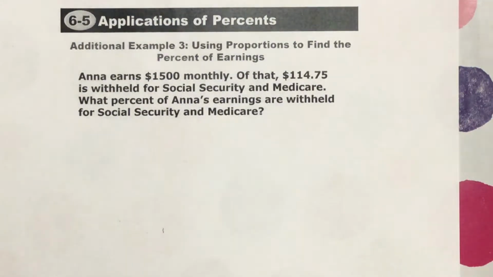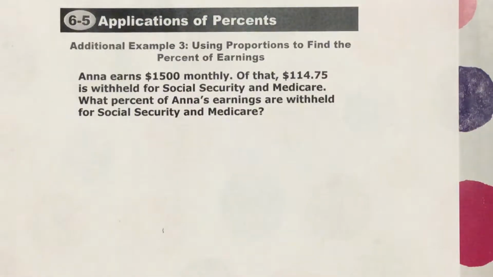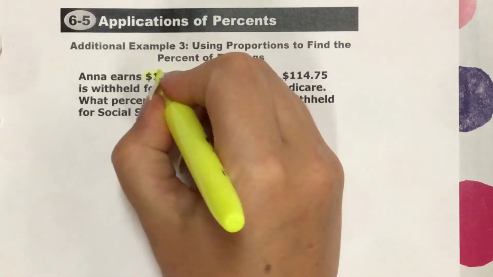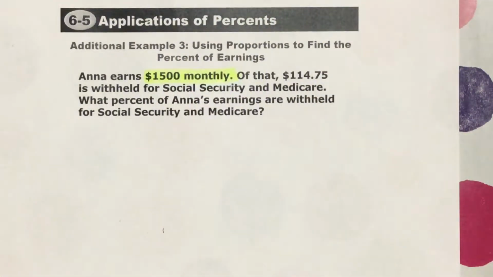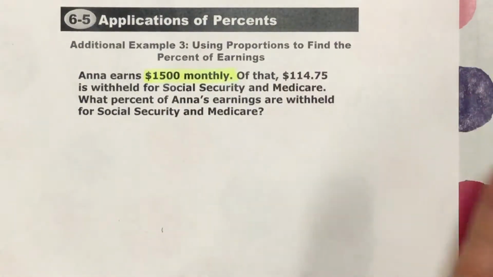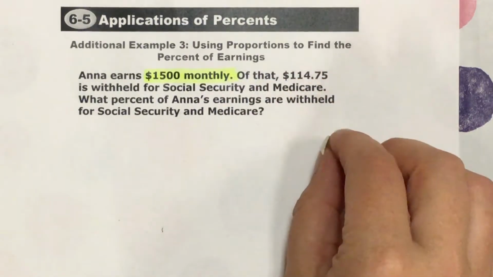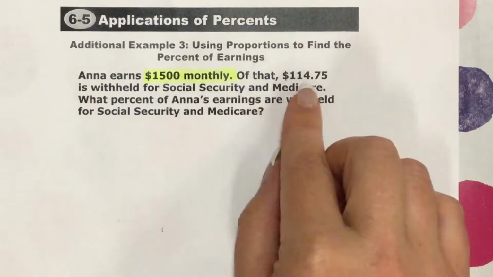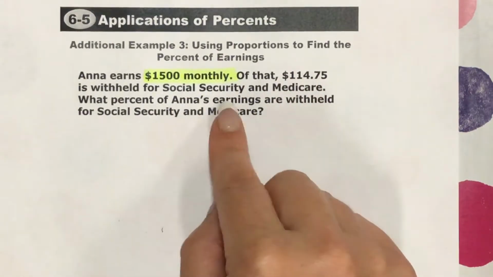So a lot of times, let's just talk about the problem first. What happens is you have a job and you get paid a monthly amount, which in this case would be $1,500 monthly. Then a certain percentage of money is taken out of the monthly income to pay for certain things. So in this case, there's a percentage that's multiplied by the $1,500, which ends up being $114.75, which is taken out for Social Security.